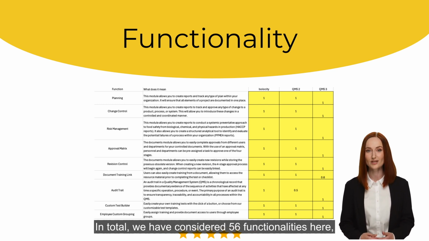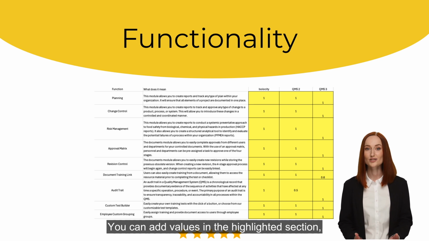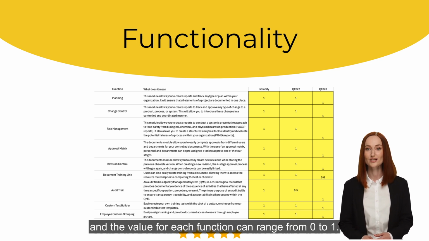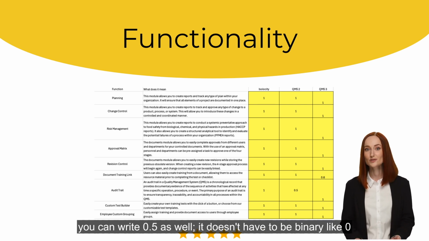In total, we have considered 56 functionalities here, which we think are important for all industries. You can add values in the highlighted section, and the value for each function can range from 0 to 1. So if you think a QMS does offer the functionality but partially, you can write 0.5 as well. It doesn't have to be binary like 0 or 1.